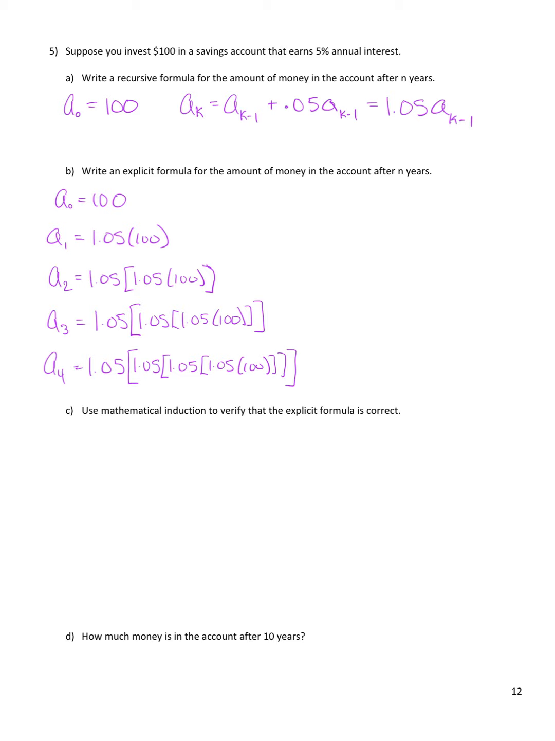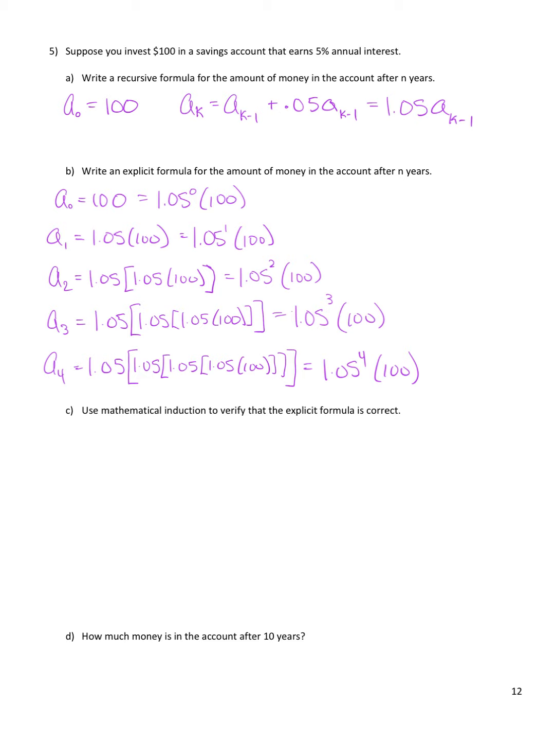You can see what's happening is that I'm just multiplying by an additional 1.05 every year. So here I had 1, and then 2, and then 3, and then 4. One thing I can do to help me see a pattern is to recognize that repeated multiplication we usually denote with an exponent. So 1.05 times itself 4 times is 1.05 to the 4th. So this is 1.05 to the 4th times 100. And this is 1.05 cubed times 100. And this is 1.05 squared times 100. And this is 1.05 to the 1st times 100. And this would be 1.05 to the 0 times 100.